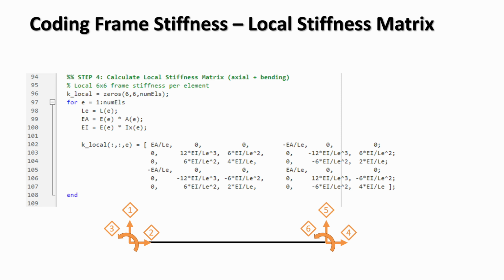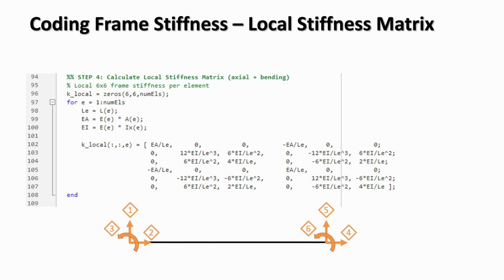Inside the loop, we retrieve the length, area, and second moment of area for each element, and then use them to compute the matrix entries. The matrix is arranged so that the first 3 degrees of freedom correspond to the start node and the next 3 correspond to the end node. On the diagram below, that's degrees of freedom 1 to 3 on the left node and degrees of freedom 4 to 6 on the right node of a typical element. You can recognize the structure immediately. The diagonal terms contain the element's primary stiffness contributions, and the off-diagonal terms provide the coupling between translations and rotations.